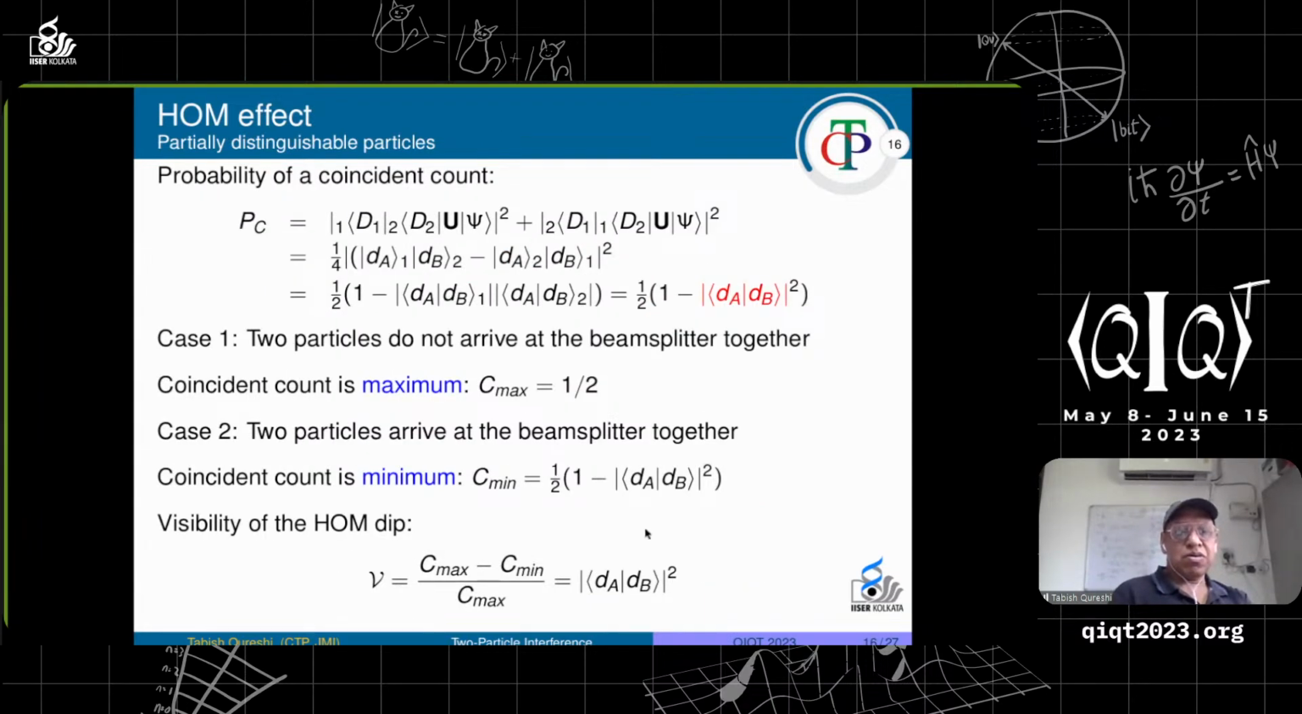Now, the probability of a coincidence count. How would you calculate it? Coincident count means that one particle has to be found at D1 and one particle has to be found at D2. So you take an inner product of D1 and D2 with the state of the particles which have passed through the beam splitter, which is U acting on psi. But there is another term, because you might have particle 1 going to detector 2, or particle 2 going to detector 2. So you have two possibilities, and they are basically a sum of two probabilities. This gives you the following: the probability of coincidence count is finally half into 1 minus the inner product of dA dB mod square.